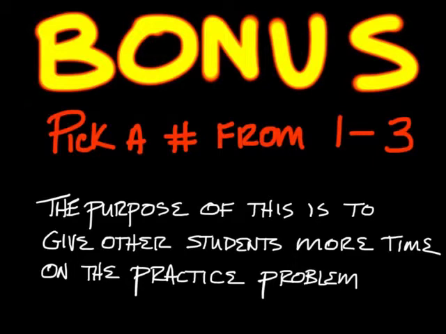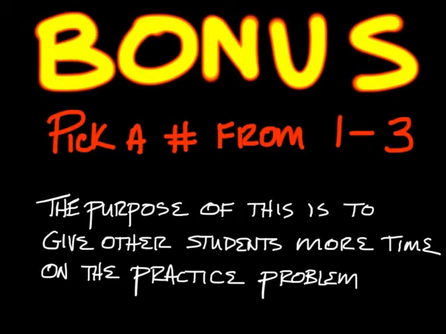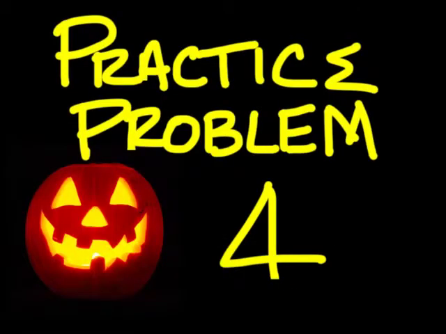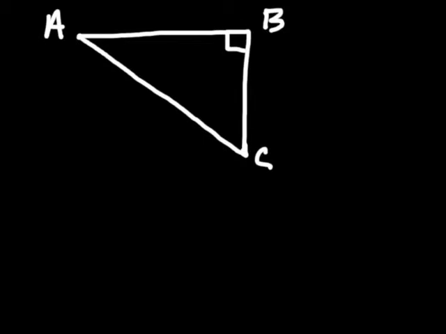Bonus problem, pick a number from 1 to 3. Give everybody else some time to finish the problem. The bonus answer is 3. Pick another number from 1 to 3. The bonus answer is 2. Alright, an extra credit alert is coming up here in a few slides if you want to get your phone ready.